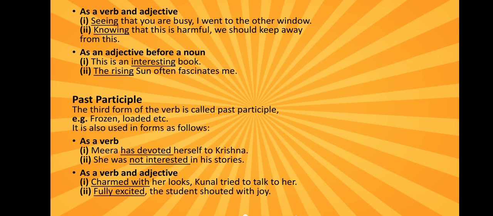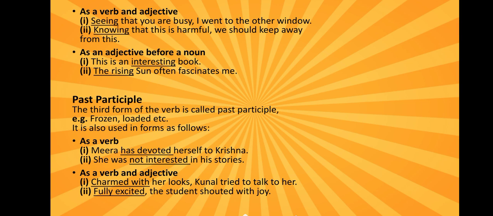Third, as an adjective, when it works before a noun. This is an interesting book. Book is a noun and interesting acts before the book as an adjective. The rising sun often fascinates me. Here sun is a noun where rising is used as an adjective before the noun.